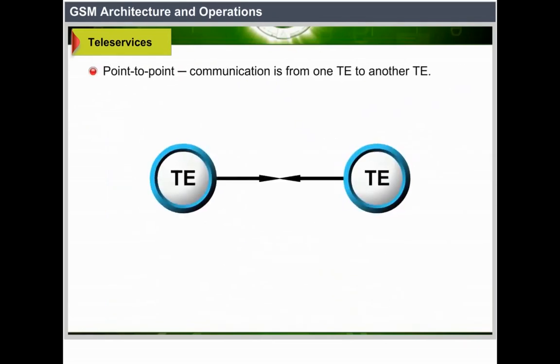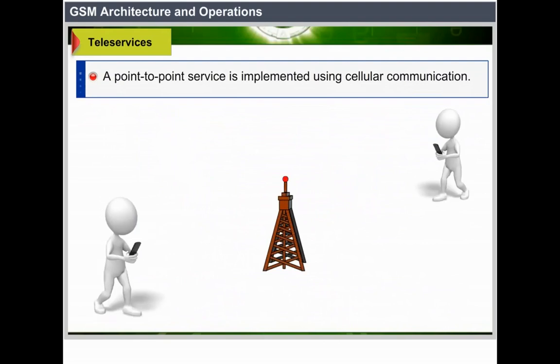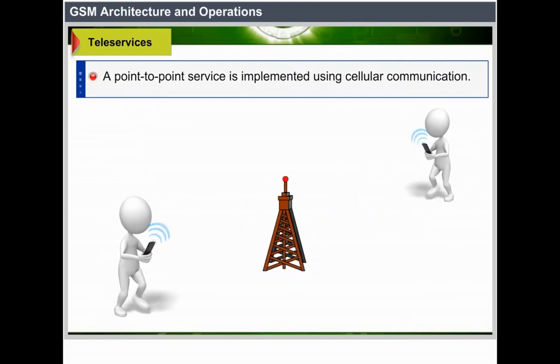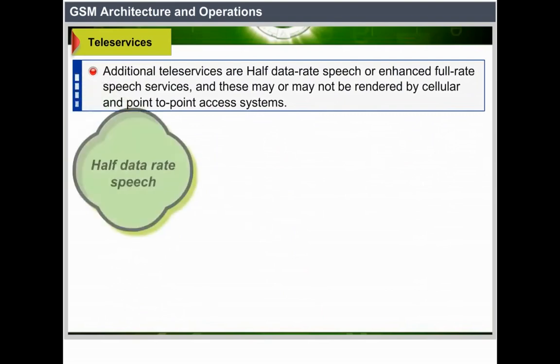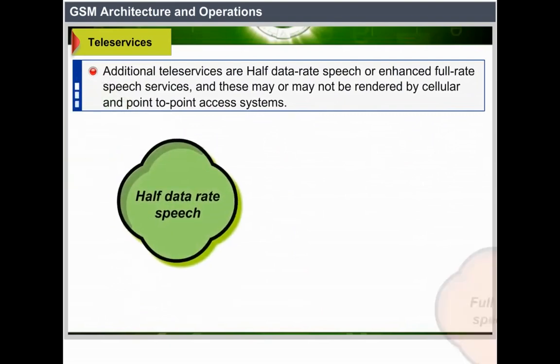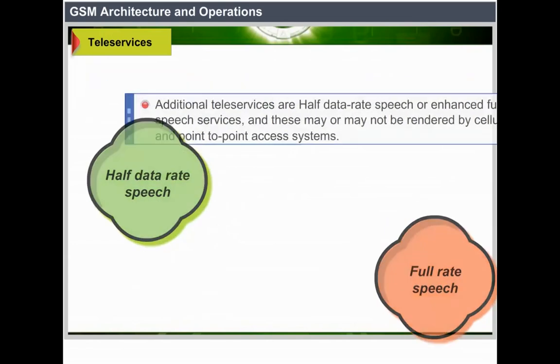Point-to-point communication is from one TE to another TE. A point-to-point service is implemented using cellular communication. Additional teleservices are half data rate speech or enhanced full rate speech services, and these may or may not be rendered by cellular and point-to-point access systems.